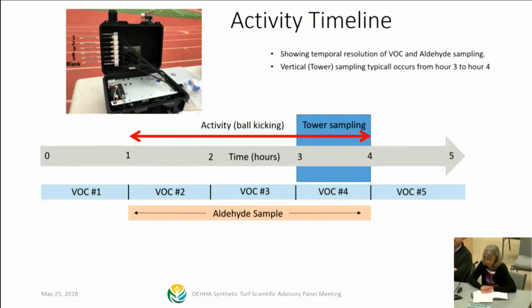So sampling on the tower positions happened only during the final hour of activity, as indicated in VOC number 4. So all 4 levels of the tower were collected simultaneously just during the 4th hour. Finally, the aldehyde sample consisted of one 3-hour integrated sample taken during the active period. So these were taken in duplicate at positions 1 and 3 on either side of the goal box.